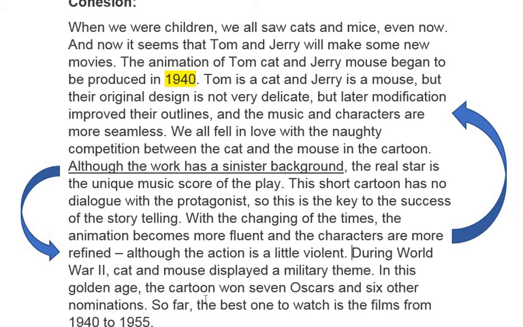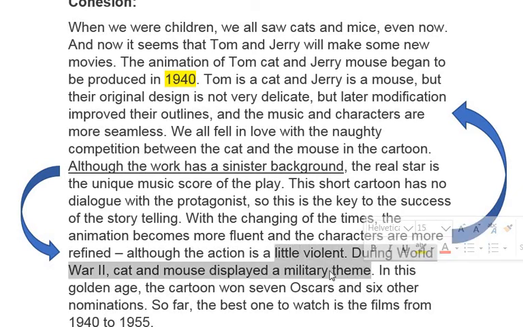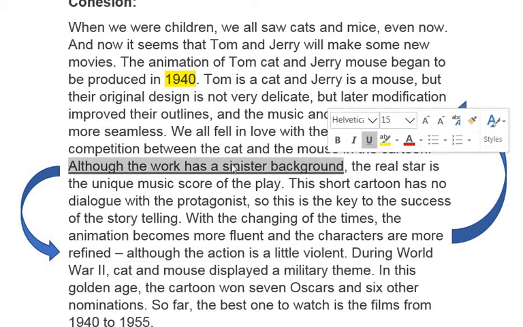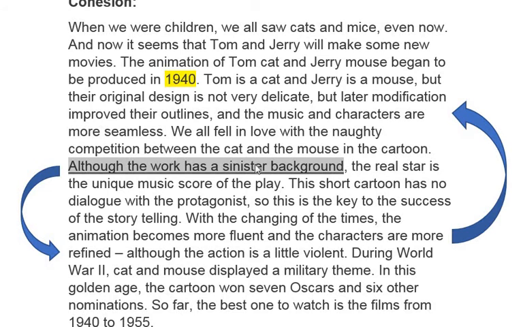Okay. During World War II, Cat and Mouse displayed a military theme. Okay, so you've got the violence, the military theme. So this tells me, because the cohesion's good here, you've got violence and military theme right next to each other, then it's this. Although it's sinister background. If you're going to keep it, this would be better down here with this bit about the violence.